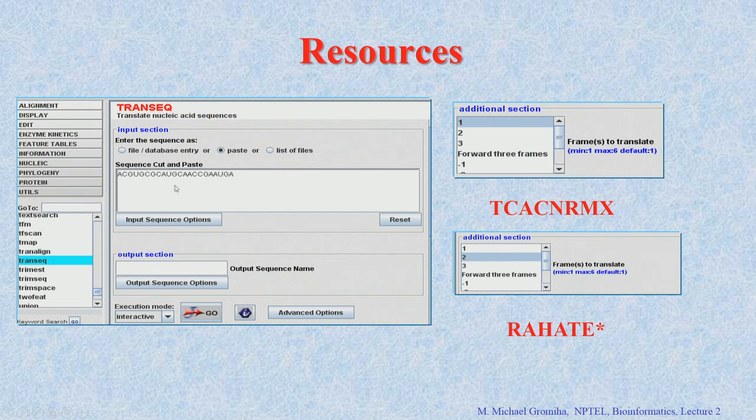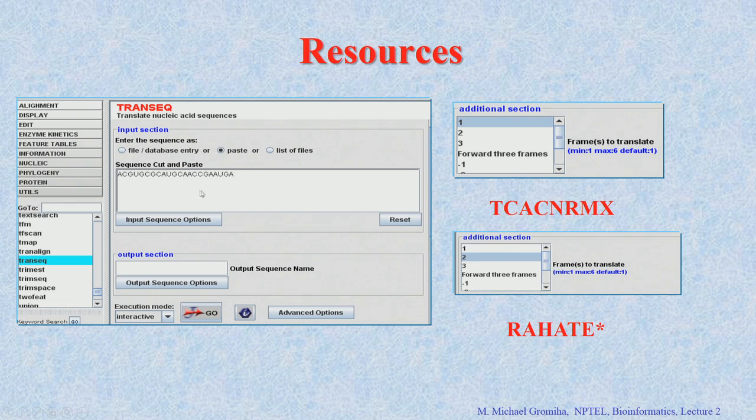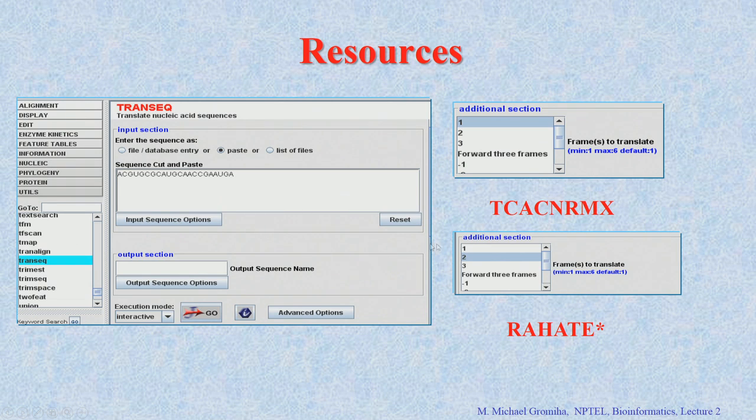At the moment, you take this sequence and ask it to convert to the protein sequence. I showed the example here, the same sequence I give, ACG, and I get the sequence TCACNRMX. So, if you cut this one, the first frame, then you get this same sequence.